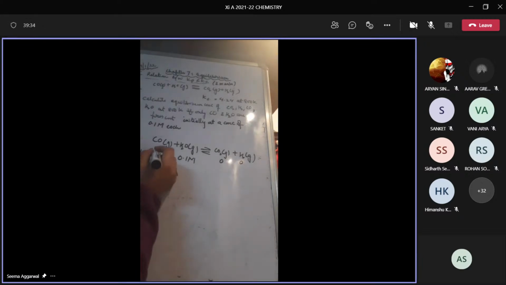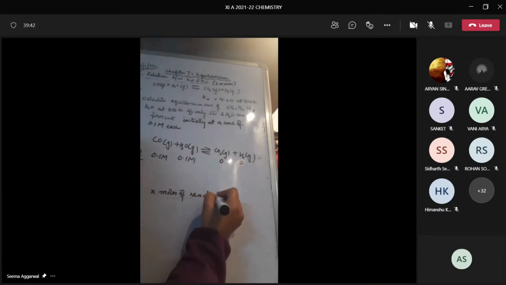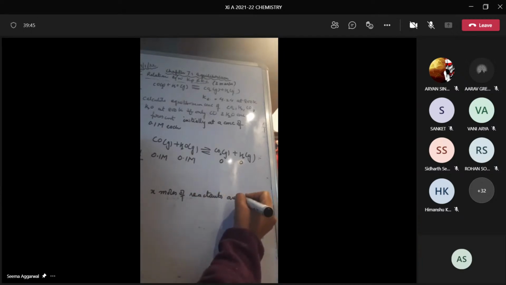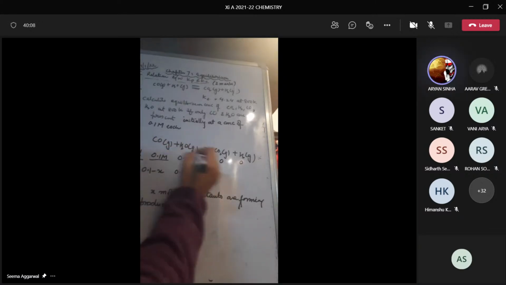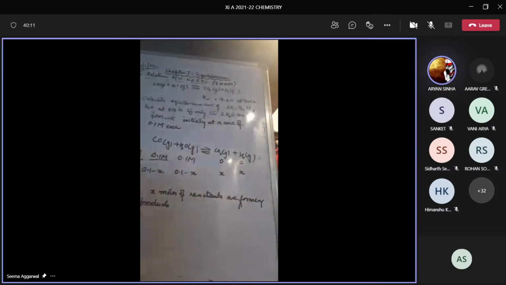Now suppose X mole of each of the reactants is converted into products. It means that if X mole of this reacts, then initial was 0.1, so what I am getting is 0.1 minus X. Same for the other: if 1 mole of this reacts, the H2 also will be 0.1 minus X, and this will be X and this will be X. Yes, ma'am. Okay. Any doubt till here you can ask.